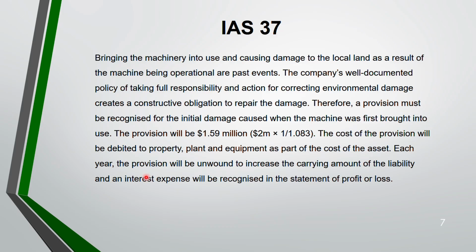And each year, your provision will be unwound to increase the carrying amount of the liability, and an interest expense will be recognized in the statement of profit and loss. See, like any liability, a provision is what? It's a liability. So for that liability you have to find the interest also. So every year, that provision will increase by the interest expense. How do you get that interest expense? The same rate that you have used to discount, 8%. That 8% you will apply on your present value, that is 1.59, your amount of provision, multiplied by 8%.